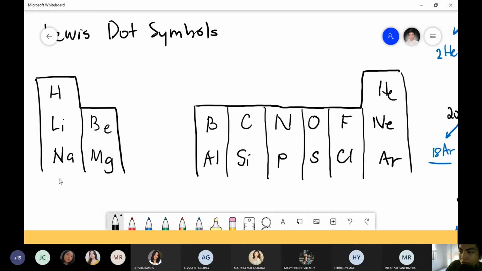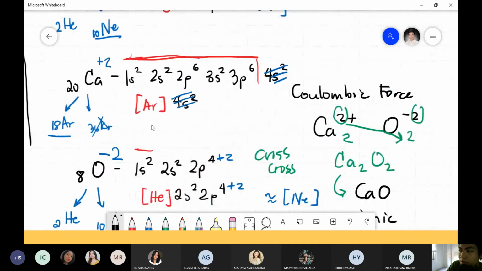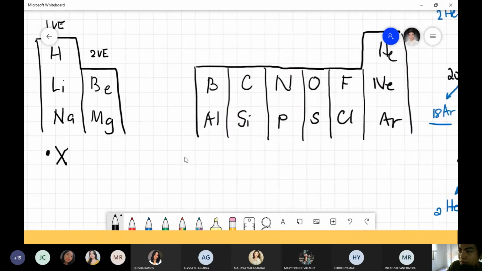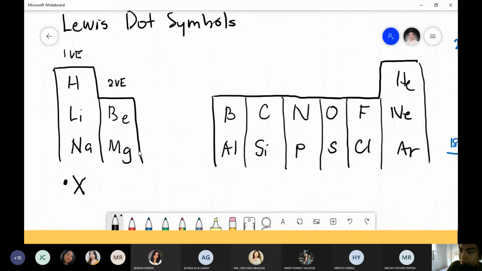So for group 1, the Lewis dot symbol is this one. You have your element symbol here, and then you represent the dot as your valence electron. So we only have one valence electron here now. For group 2, we have two valence electrons. Just for example, calcium. As you can see, we have the 4s2 electron here. So that means this group will have two valence electrons. We represent it this way.